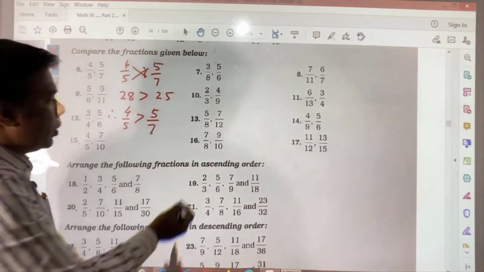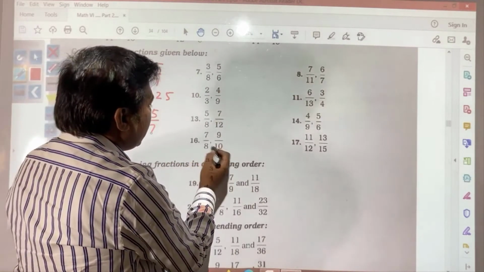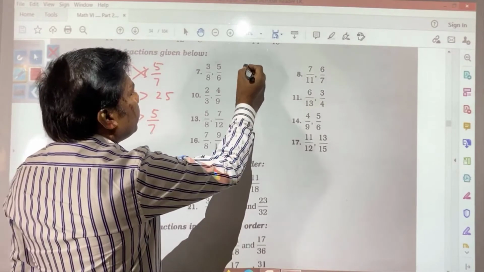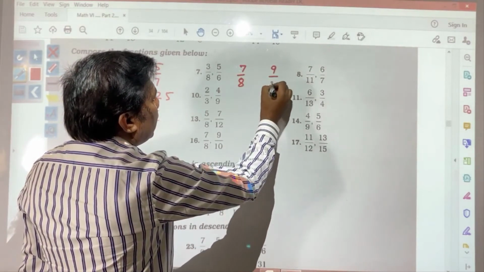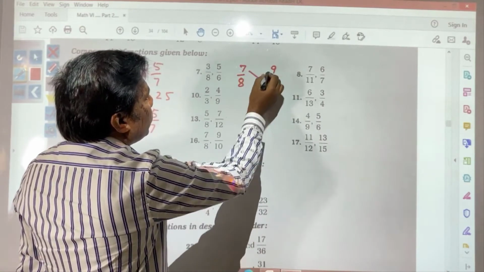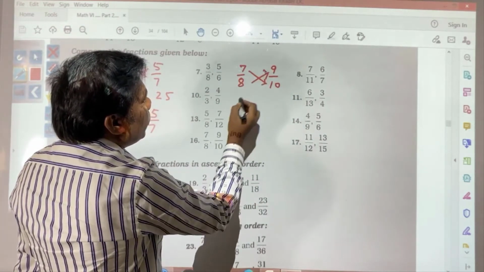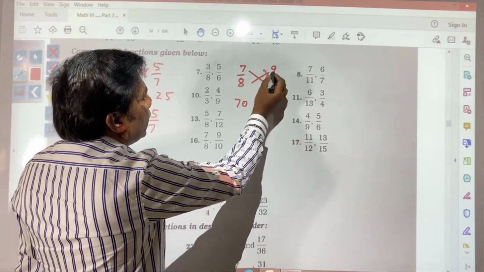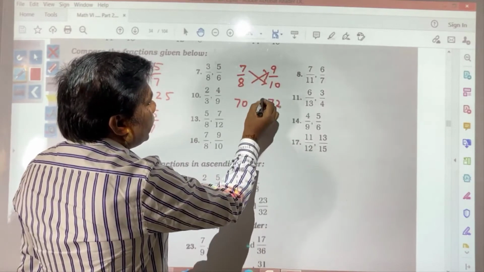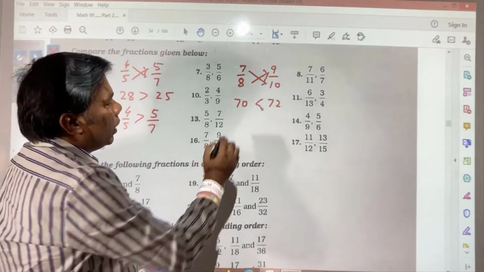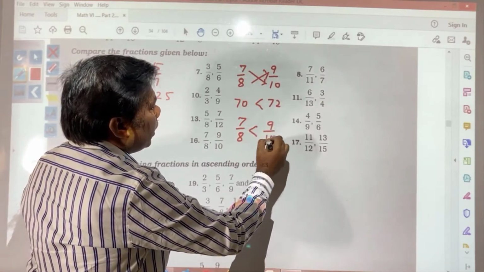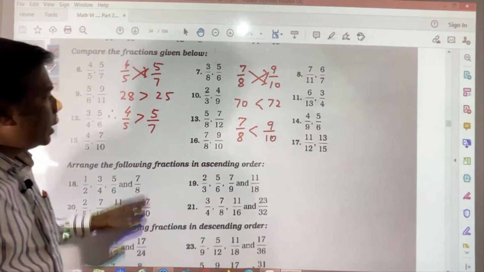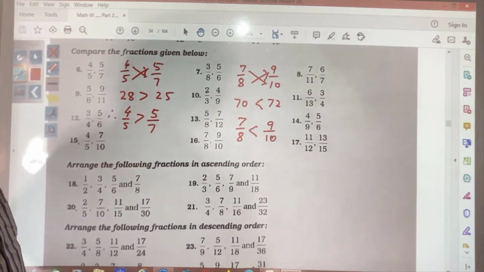I hope you will be able to do them. One more question just to see: 7 by 8 and 9 by 10. Cross multiplication you do. 7 into 10, 70. 8 into 9, 72. Which one is greater? 72. That's why 7 by 8 will be lesser than 9 by 10. And this will be your answer. So in this way, this is required to be done.